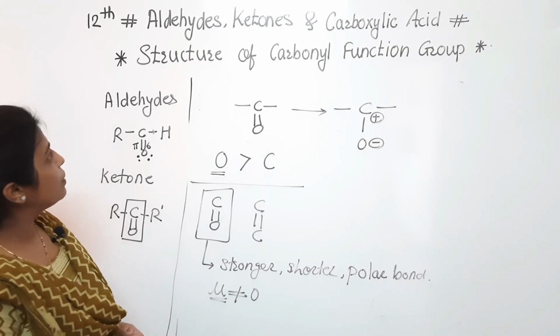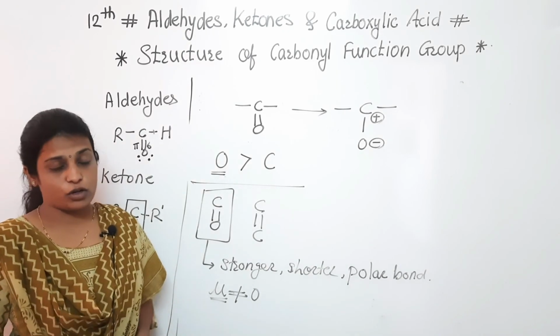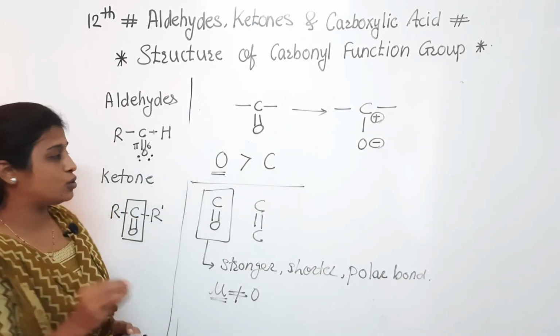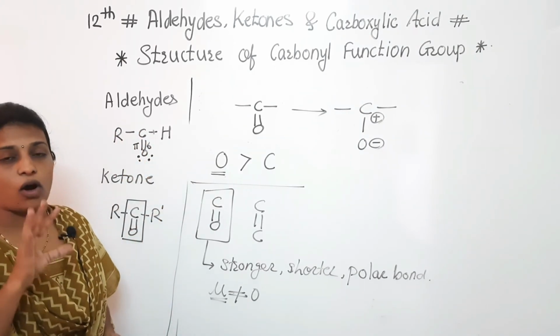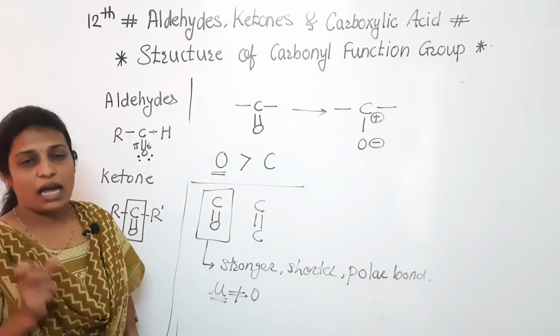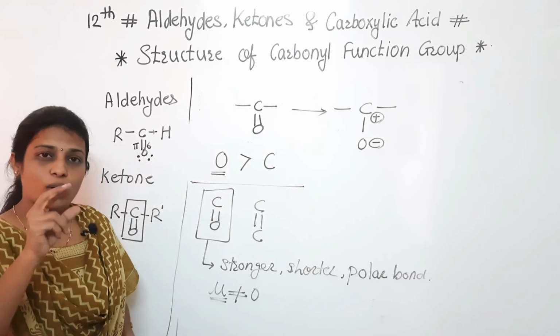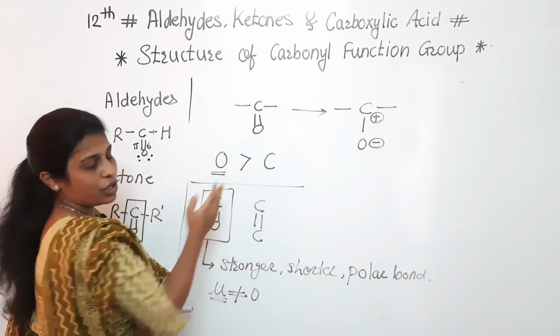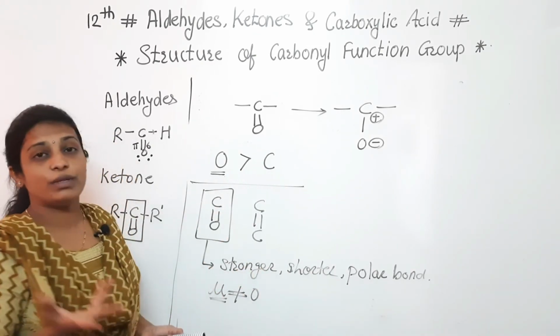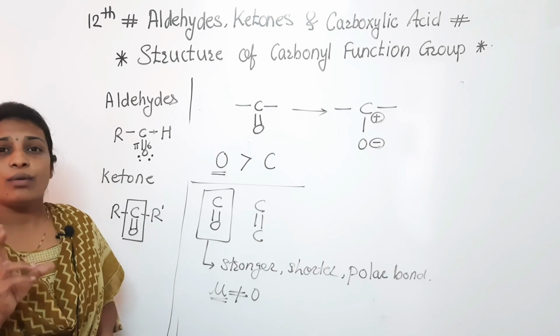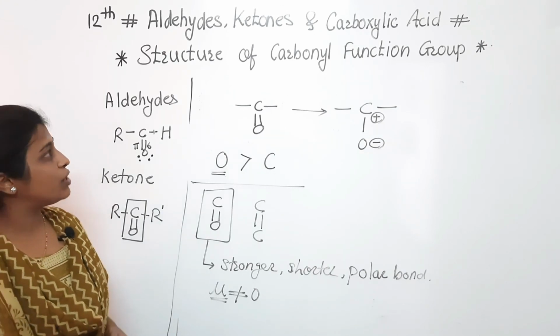So here we have completed the structure of the carbonyl functional group. Hope everyone understood what the bond is and how it is formed. All the points I have covered here: their hybridization, how the overlapping takes place, which bond is there, as well as which bond will be stronger, shorter as well as polar also. So in this way we have completed this point.